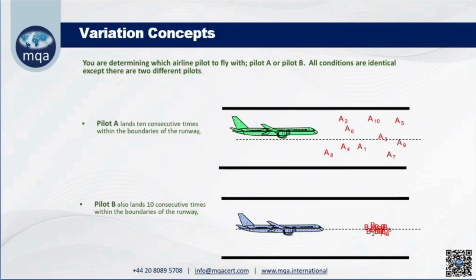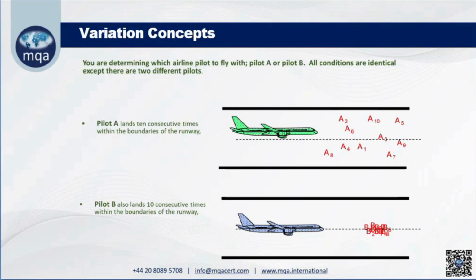These are the places where the pilot lands within the control limits or the runway limits. So no deviation, practically every time he lands within the desired limits. In the second case, again 10 consecutive times he lands on the runway, but look at the scatter. In the first case, it is scattered all across between those runway boundaries during the 10 consecutive landings.